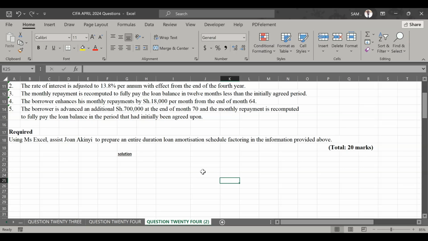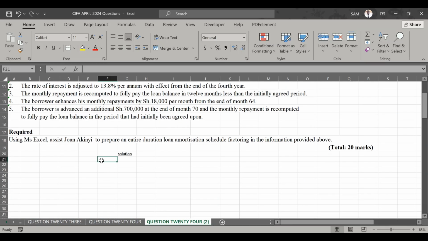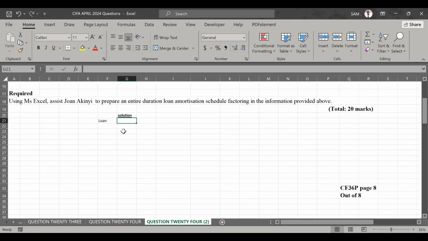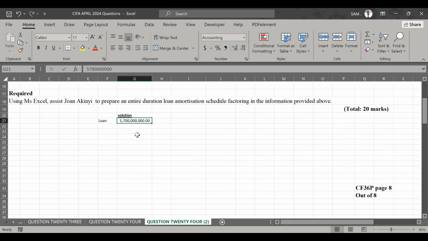Good. So, what information have we been given by the examiner? We've been given loan amount. Now, what loan are we talking about? We are told the initial loan amount is 5.7 million. So I will just come here and write 5,700,000. Let me just remove the decimal places so that I have my whole numbers. Good. So that is the loan amount.